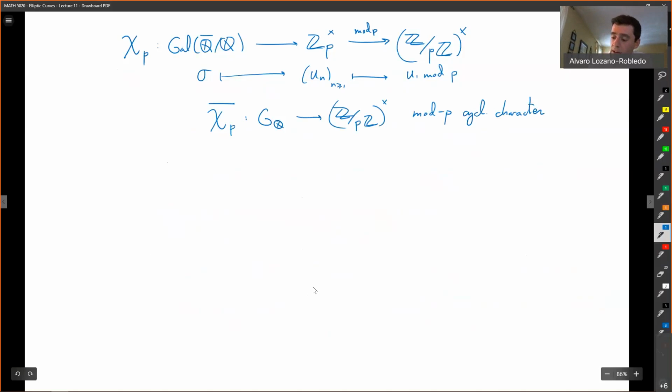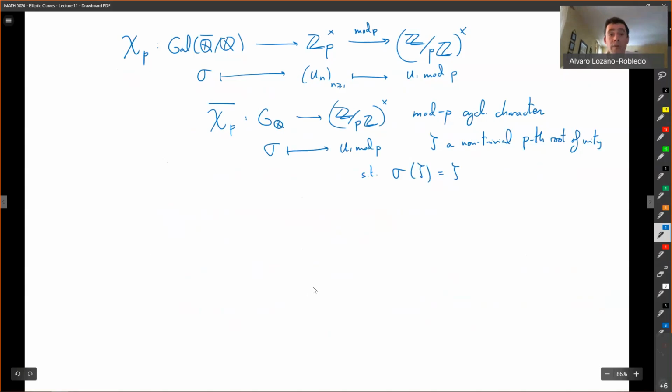And it is defined, again, if zeta is a non-trivial p-th root of unity, and it doesn't matter which one you pick, they all send to the same power, then it is defined by sigma goes to u_1 mod p, such that sigma acts on the root of unity zeta. It has to be sent to a power of zeta, and the power is u_1.